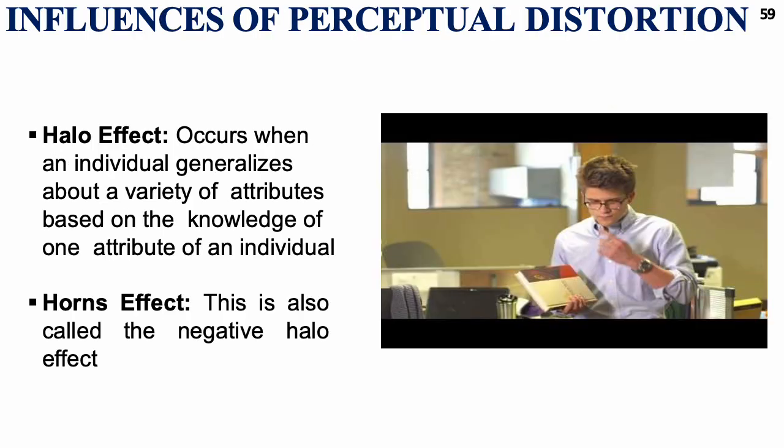Other influences of perceptual distortion: there are two effects that are relevant here. The first is called the halo effect. The other is called the horns effect. I'm going to describe them, and then I'm going to let you watch a short video that gives examples of them. So the halo effect occurs when an individual generalizes about a variety of attributes based on knowledge of one attribute of an individual, product, or service.